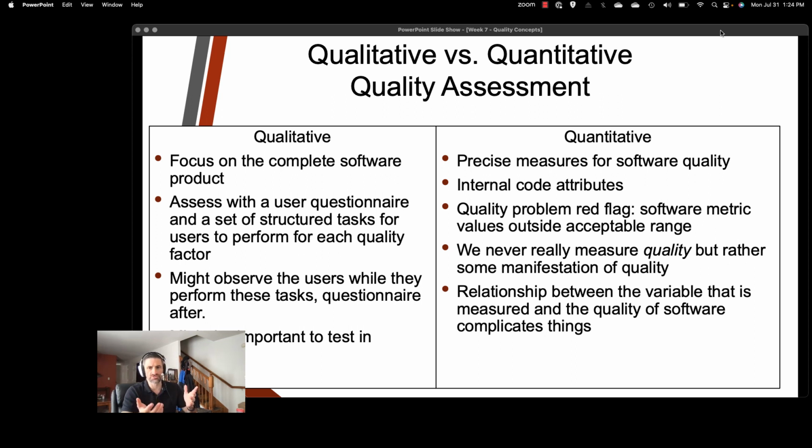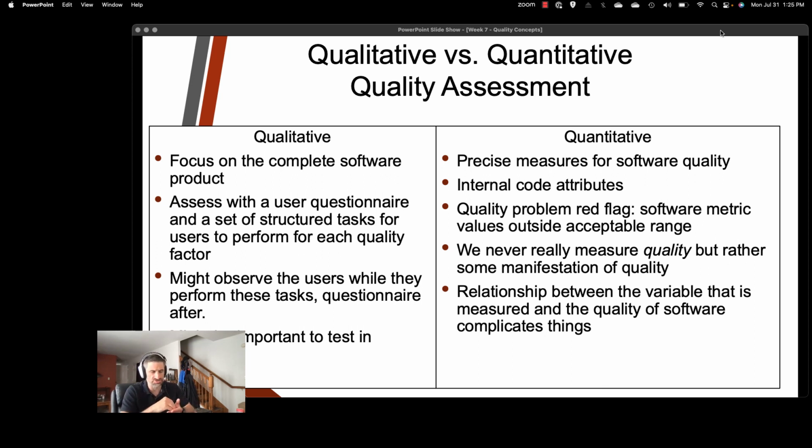So a lot of you know what the difference between qualitative and quantitative is. Qualitative is going to be gathering data that is not as numeric, not as measurable in a granular way, as quantitative is going to be more numeric and can actually produce statistical results. So qualitative and quality assessment means we focus on the complete software product.